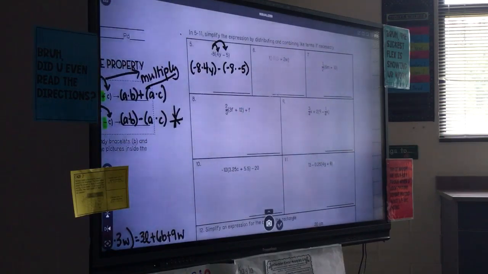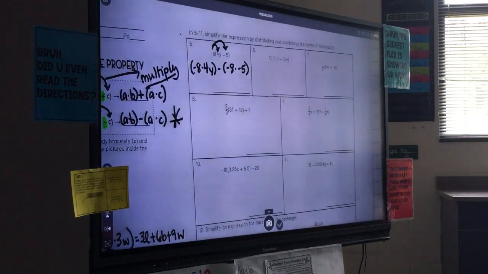Is the negative 5 part of it? Technically, yes. So that answer is right, but it should be negative 8 times negative 5, and that's why it's a positive, because it's a negative times a negative. Yeah, so if it's inside here, I keep it with the numbers. Okay. Alright, let's go ahead and go over these.